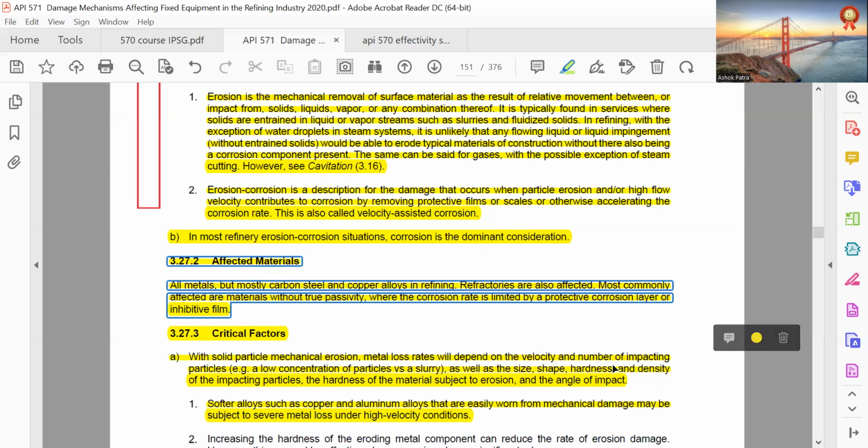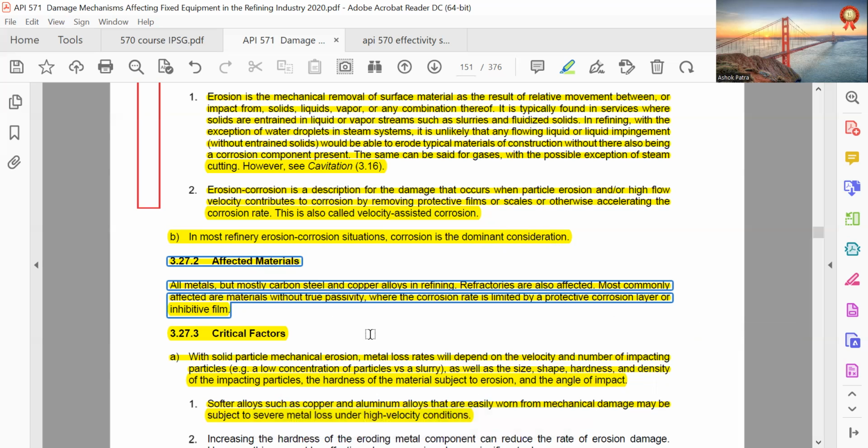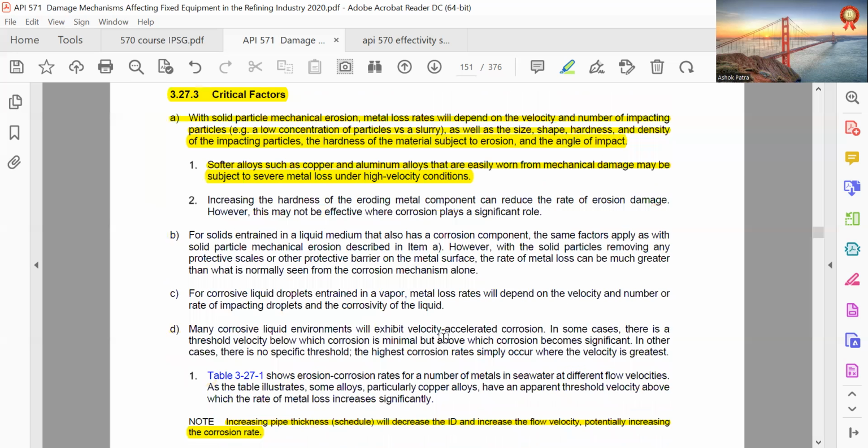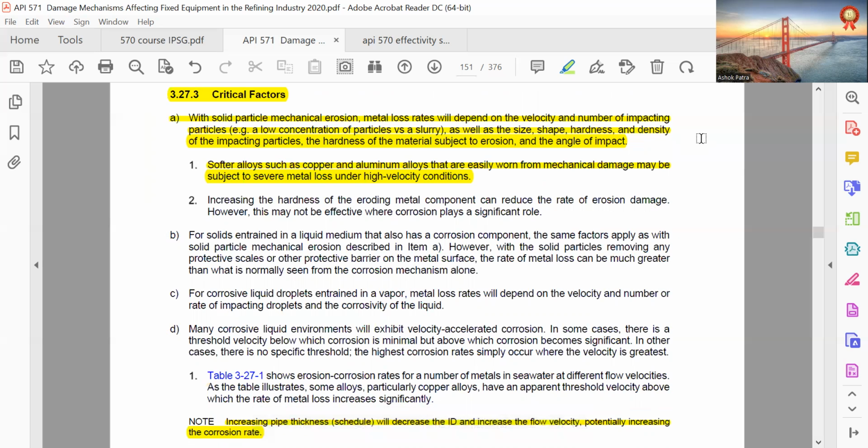Most commonly affected are materials without true passivity, where the corrosion rate is limited by a protective corrosion layer or inhibitive film. Critical factors: with solid particle mechanical erosion, metal loss rates will depend on the velocity and number of impacting particles, a low concentration of particles versus a slurry, as well as the size, shape, hardness, and density of the impacting particles, the hardness of the material subjected to erosion, and the angle of impact. Softer alloys such as copper and aluminum alloys that are easily worn from mechanical damage may be subjected to severe metal loss under high velocity conditions.